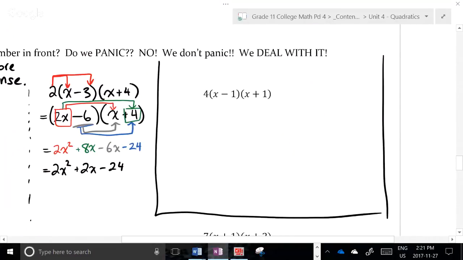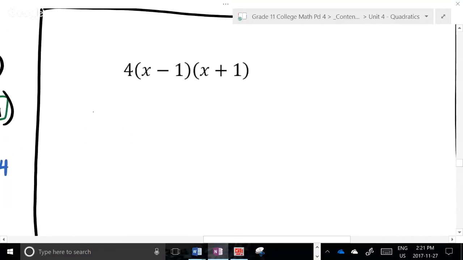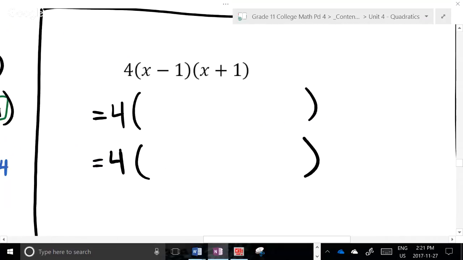Okay, let's try one more together, and then you can try a couple without me. Again, my advice is to leave this number in front until you get to the end. Not the only way to do it, but as far as I'm concerned, the better way to do it.